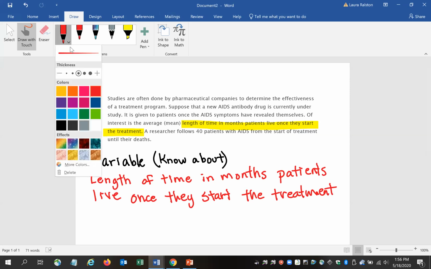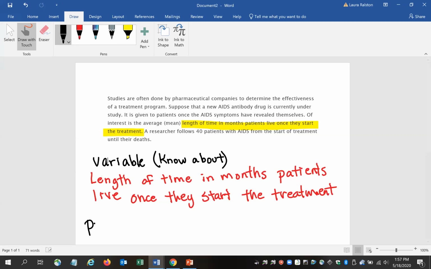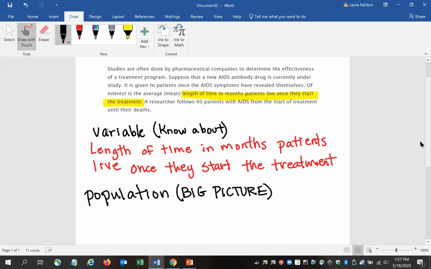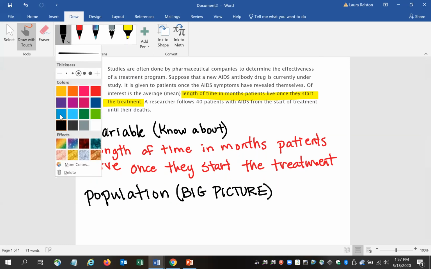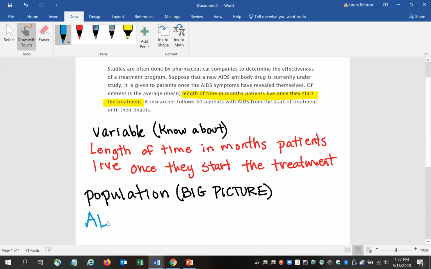Then the next thing I would think about is the population. What is my big picture focus? Okay, my population is the big picture. And again, typically that description would include the word all. So typically when you write this description, you're going to have the word all in it.